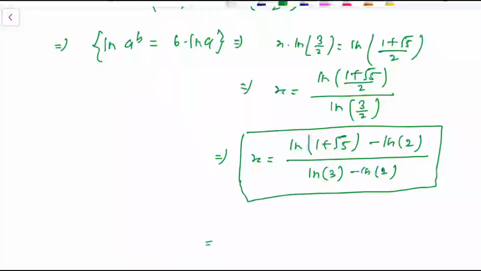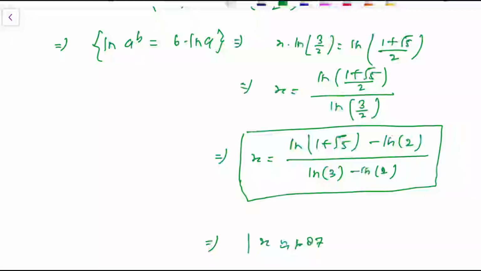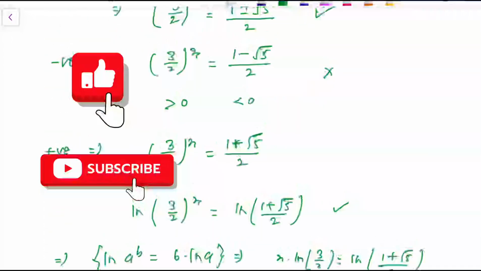So if we further simplify the right hand side, the value of x will be approximately 1.87. So this is the only solution of the given equation, and this is the answer of this question.